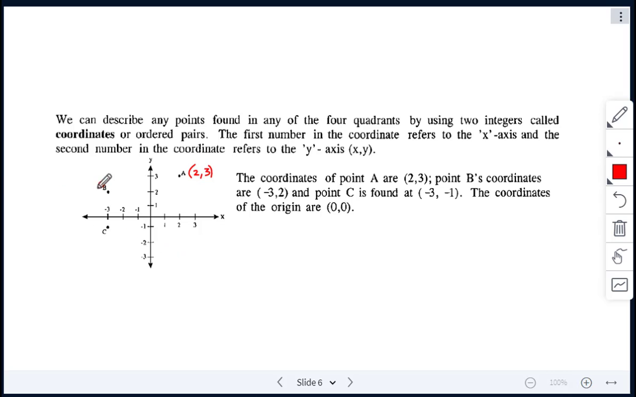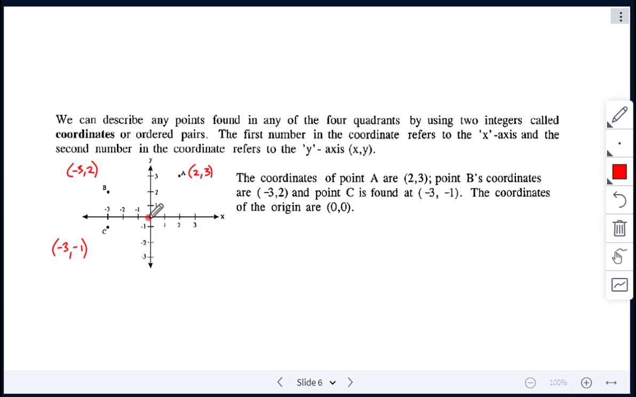Next, let's look at our coordinates for B. The x coordinate always comes first, so our x coordinate is -3. And then our y coordinate, going across the y-axis, is at 2. So our coordinates for point B are (-3, 2). Next, let's look at our coordinates for C. So x always comes first. At x, we have -3, and our y coordinate is -1.